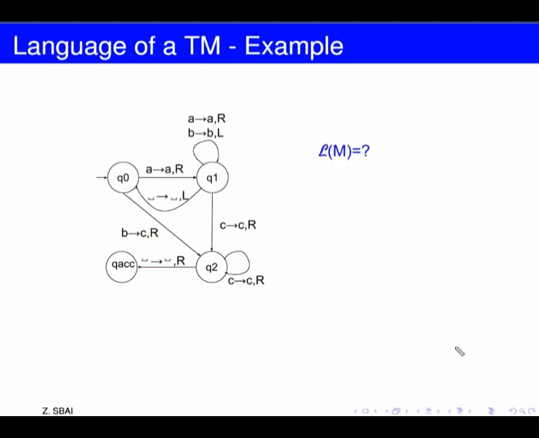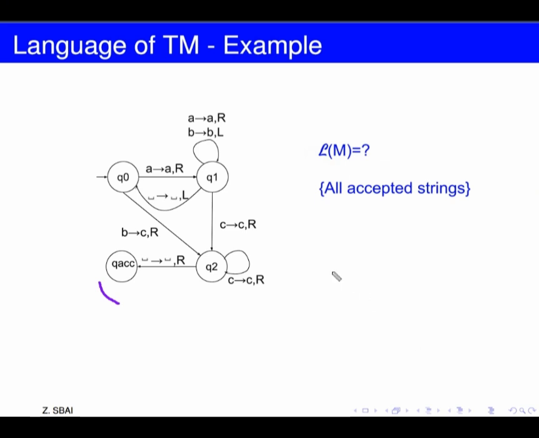Now, if we focus on all the strings that are accepted by this machine, all the strings for which when the machine is simulated, it will enter an accept state, we will be defining the language of the machine. So the language of the machine is the set of all accepted strings, all the strings that lead to an accept state when simulated with the Turing machine.